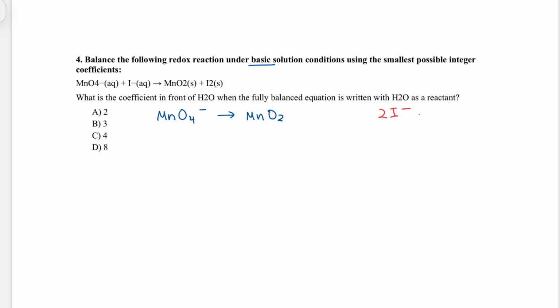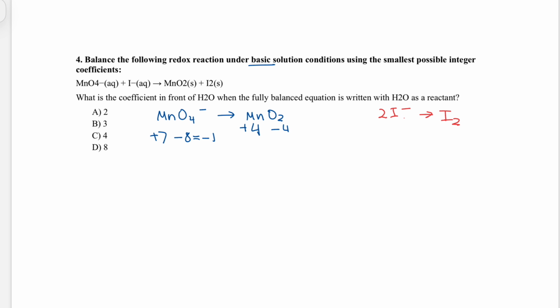So I'll have the manganese one on one side and then the iodine one on the other side. Let's figure out what the oxidation numbers are. The oxygens make -8, and these have to make -1, so this is +7. And then on this side, it's +4.